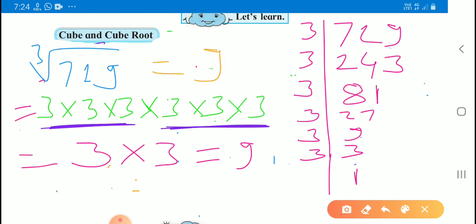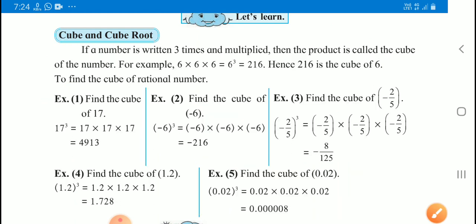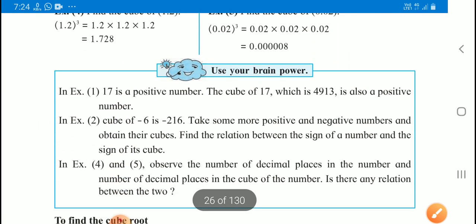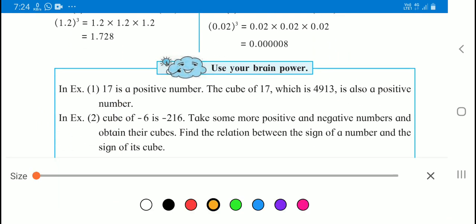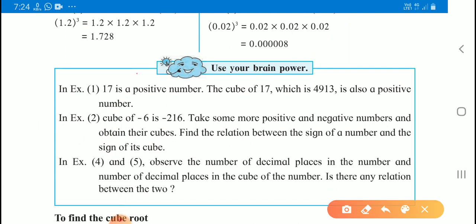Understand this? This method you have to use to solve the examples from practice set 3.3. Okay, so use this method. Look here, the box they given in your book. Use your brain power, that is reduced. No need to see this box. So solve practice set in your notebook.